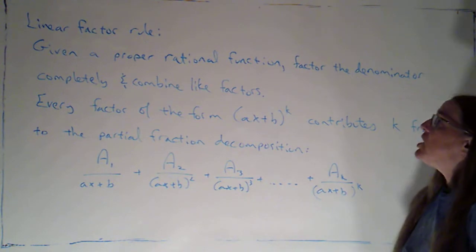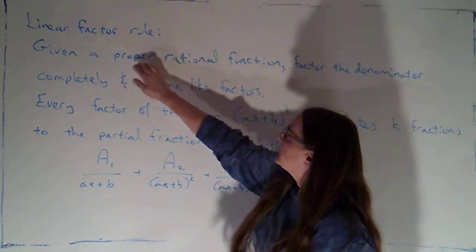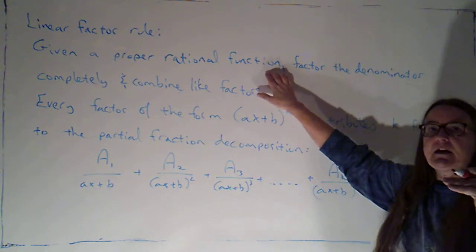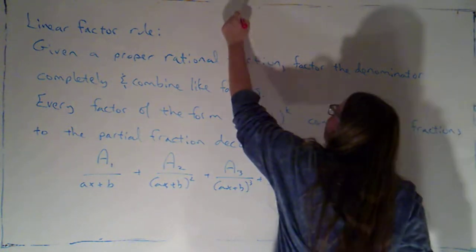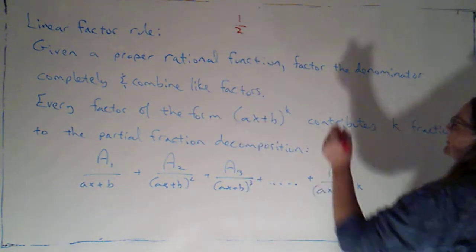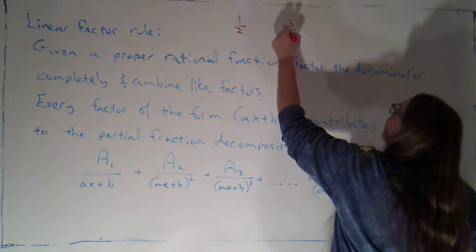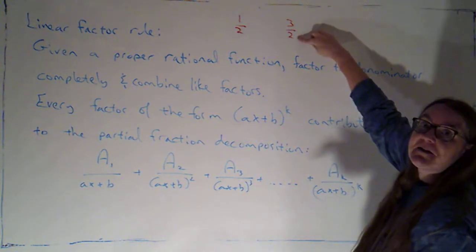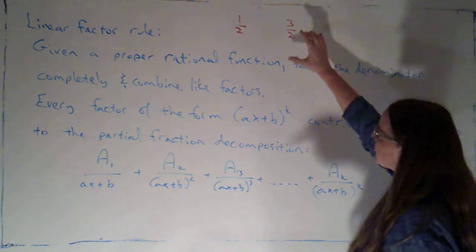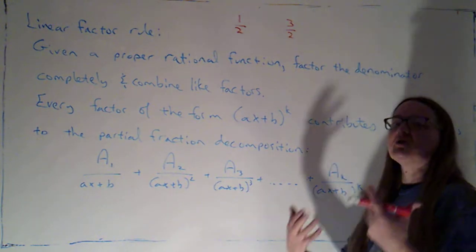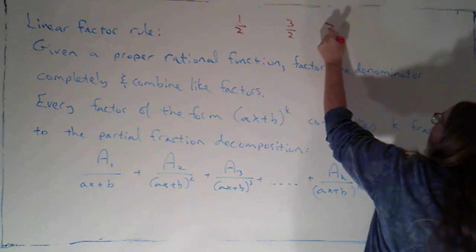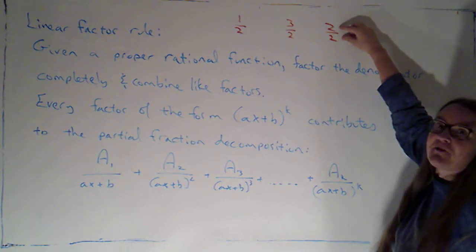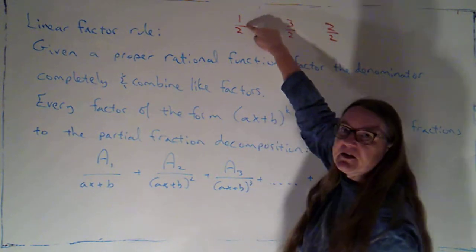Okay, so I'm going to start with the linear factor rule. Given a proper rational function, that just means the degree on the top is strictly smaller than the degree on the bottom. It's kind of like with regular fractions, like 1/2, that's a proper fraction. 3/2 would be an improper fraction because the number on top is bigger than the number on bottom. With rational functions, instead of looking at the value on the top, we look at the degree on the top. I'll just point out that 2/2, where the number on top is the same as the number on bottom, is also considered an improper fraction.